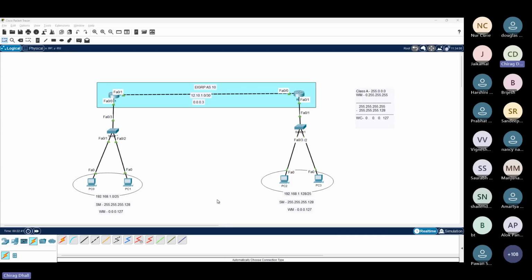I'm sharing the lab guide for EIGRP, guys. Take your time to practice this, and then we will move ahead. I'll be right back in 10 to 15 minutes. Meanwhile, you can practice this configuration for which I have shared the lab guide. Once you're done, we'll move ahead to the next one.